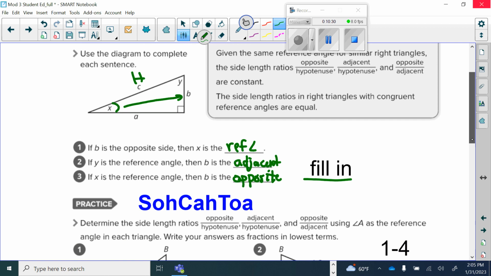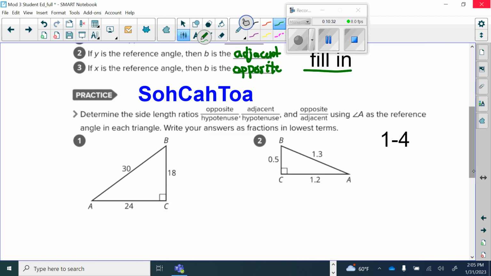All right. Next, what we have here, it says determine the side length ratios of opposite over hypotenuse, adjacent over hypotenuse, and opposite over adjacent, using angle A as the reference. So they told me angle A is going to be the reference each time. Write your answers as fractions in lowest terms.